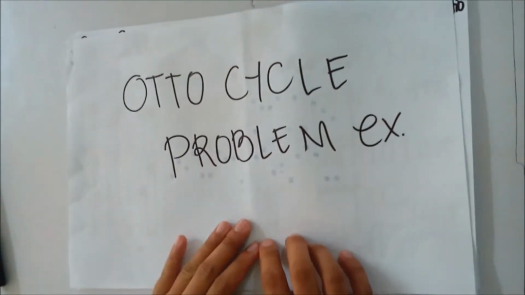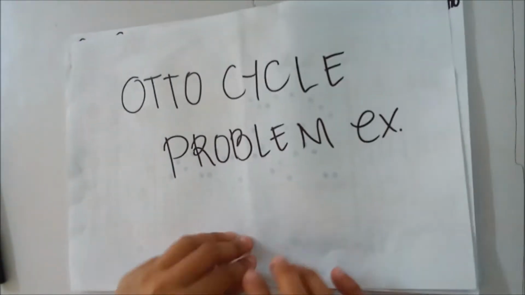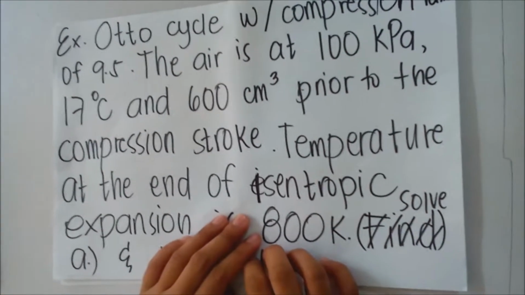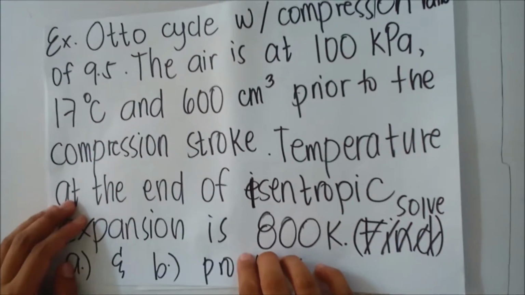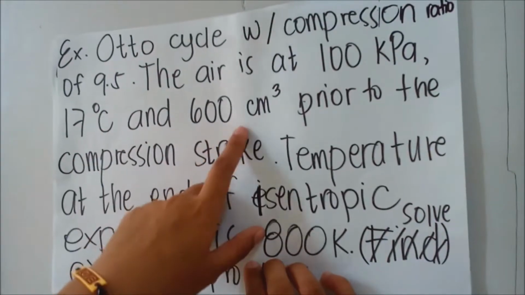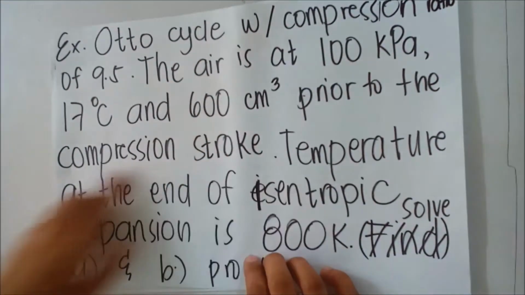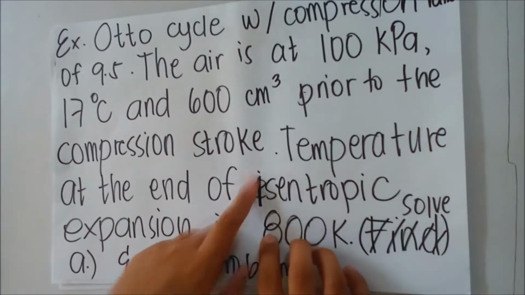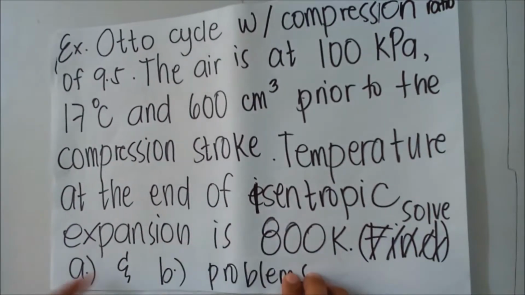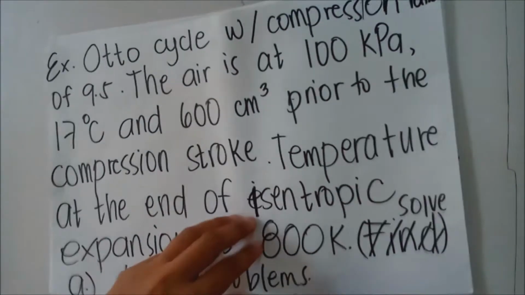Let's proceed to the Otto cycle problem example. So first, let's read the problem. Otto cycle with a compression ratio of 9.5. The air is at 100 kilopascal, 17 degrees Celsius and 600 centimeter cube volume prior to the compression stroke. The temperature at the end of isentropic expansion is 800 Kelvin. Solve for problems A and B.